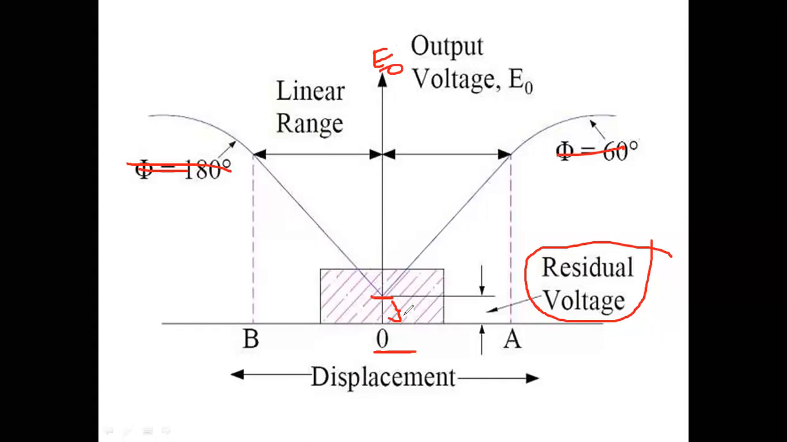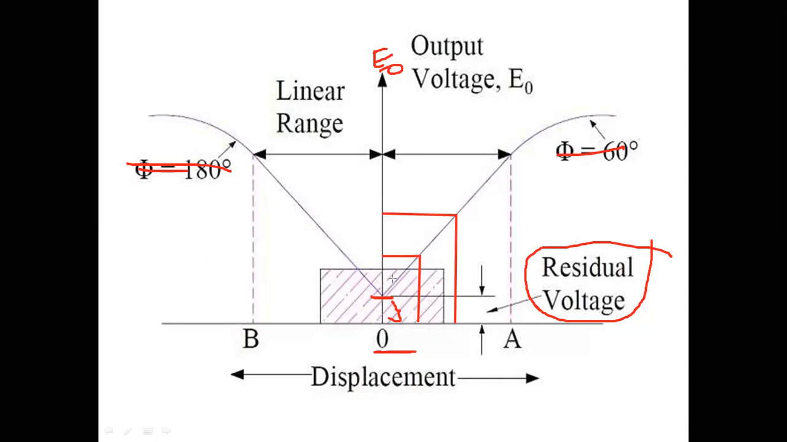etc., or other reasons. Due to these reasons I get output. But even then the system is linear. If I am giving this much input, this is the output; if I am giving this much input, this is the output.